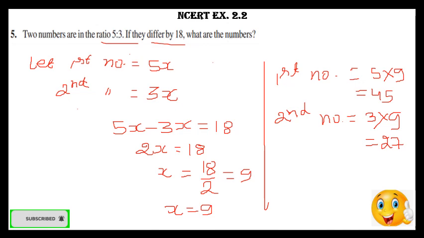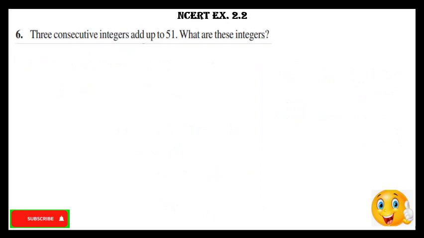I hope you have full clarity of this question now. Question number 6. Three consecutive integers add up to 51. What are these integers? Three consecutive integers. What is the meaning of consecutive? The things which come one after another, we call it consecutive.